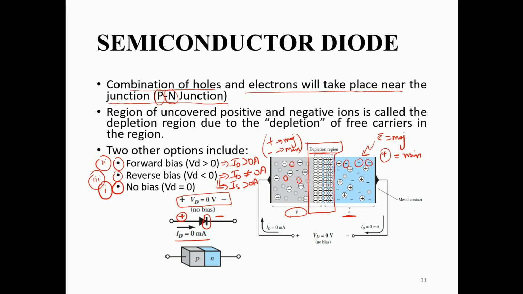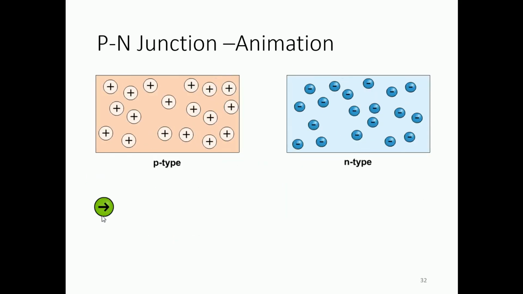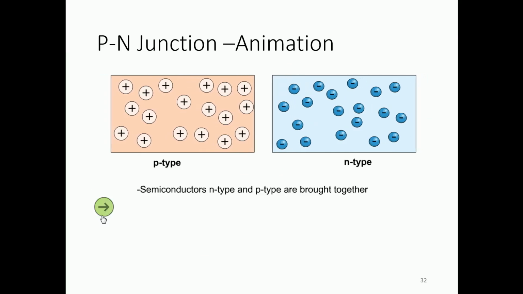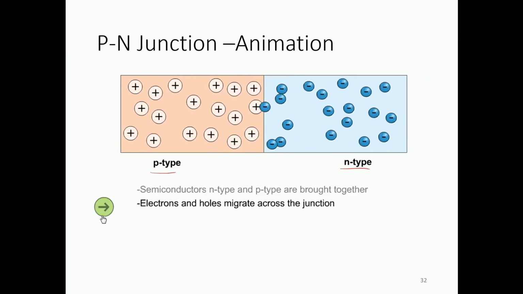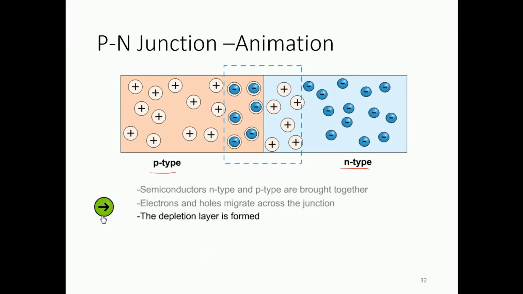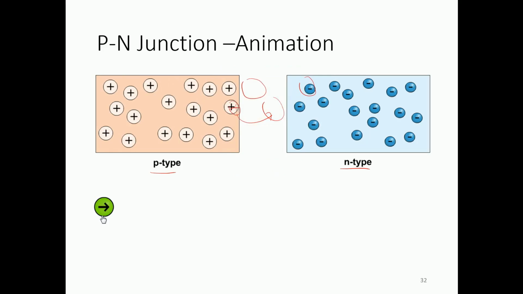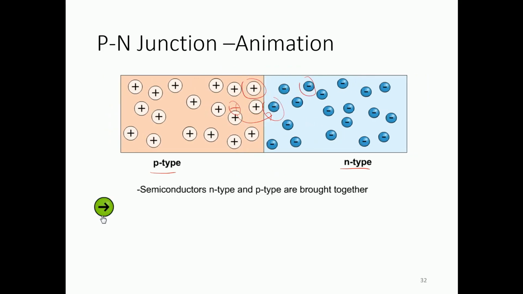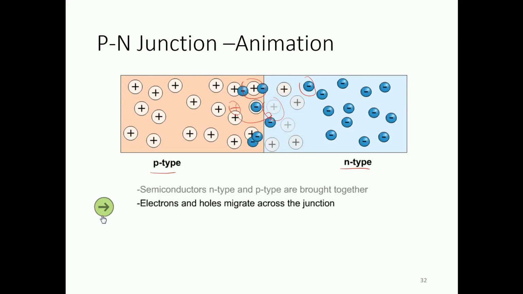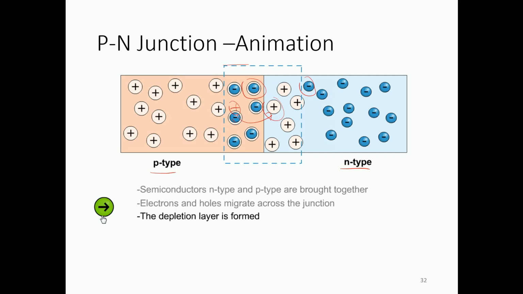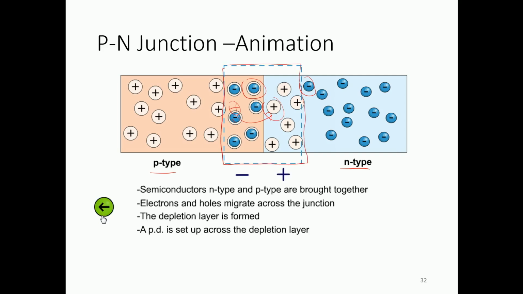Before we begin, let us have a look at an animation of how the p and n junction are brought together. This is a p-type, brought together with an n-type. The majority carriers move to and fro, such that the electrons from the n-type move towards the p-type and the holes or positive ions move to the other side. After these two materials are joined, a depletion layer forms. You can see the electrons moved here and the holes covered the empty space, and this is the depletion region which is formed, and thus your diode is constructed.